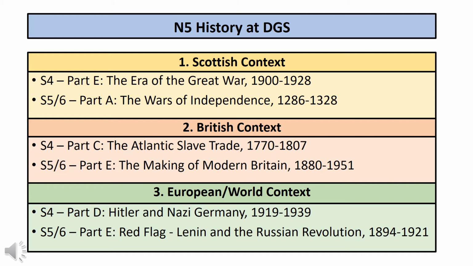Whereas at Senior National 5, so those in S5-6, they look at the Scottish Wars of Independence first for the Scottish context. Then they study Making a Modern Britain, which is a British context. And finally, they look at the Russian Revolution for their European and world unit. So, as I mentioned, the knowledge that they gain over the course of the year from these three contexts will allow them to answer the three separate sections of the final exam.